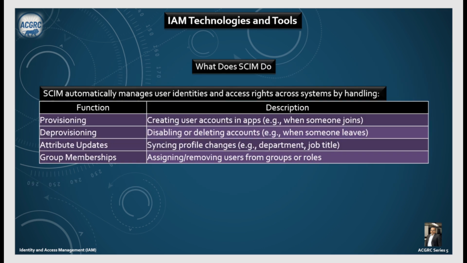SCIM automatically manages user identity and access rights across systems by handling provisioning, that's creating user accounts in apps; deprovisioning, by disabling or deleting accounts; attribute updates, by syncing profile changes; and group membership, which is assigning or removing users from groups or roles. So that's SCIM.